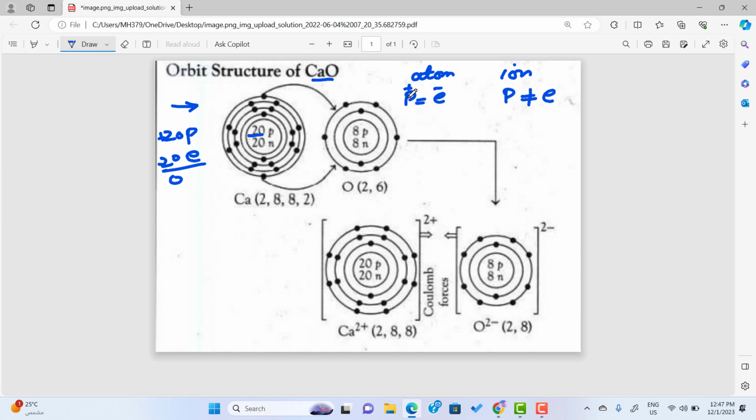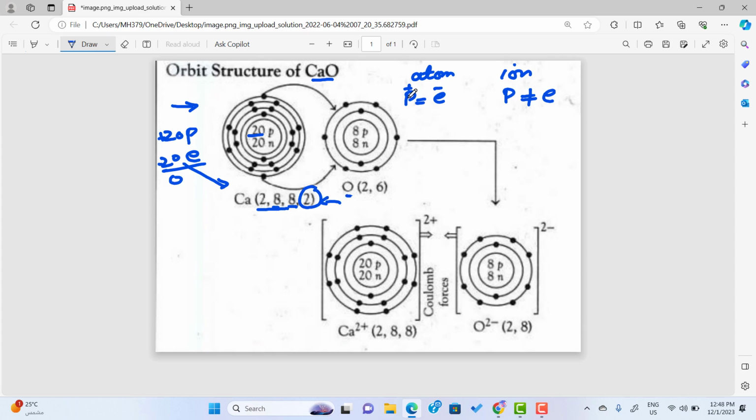If you see the electronic distribution, how these 20 electrons are divided in calcium outside the nucleus: first shell 2, because it can have a maximum of 2. Second 8, also it can have a maximum of 8. Third can have a maximum of 8 also. It means that all the first 3 shells are full. The last shell, which is known as the valence shell, is not complete. It needs more electrons to complete the last shell.